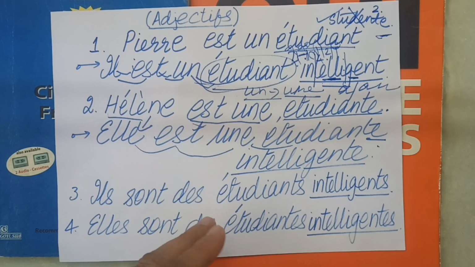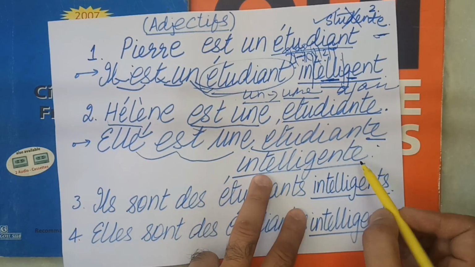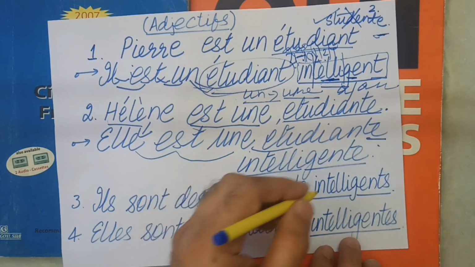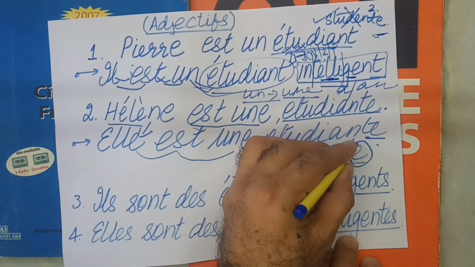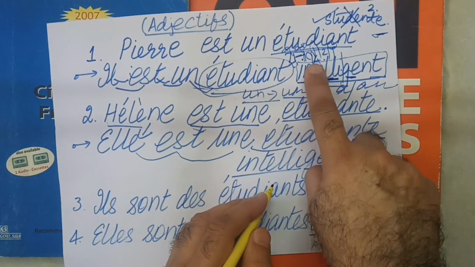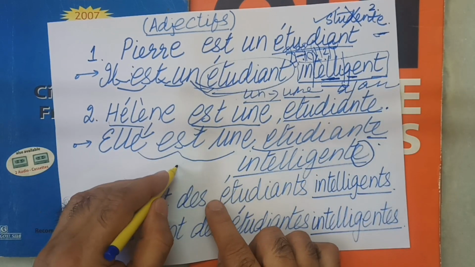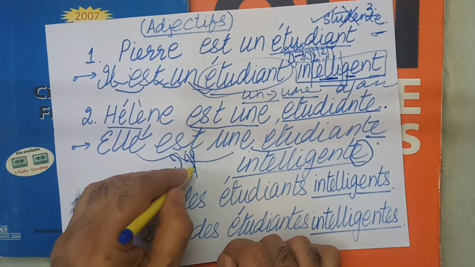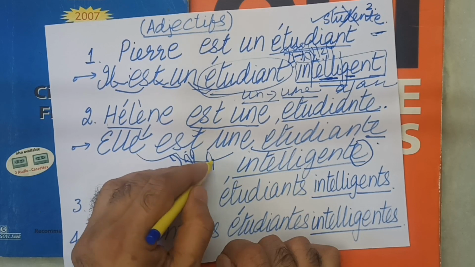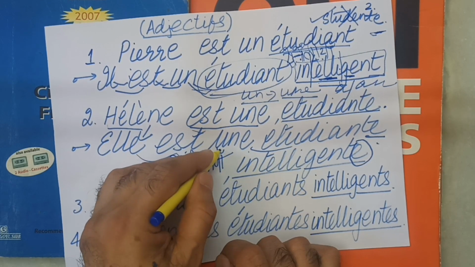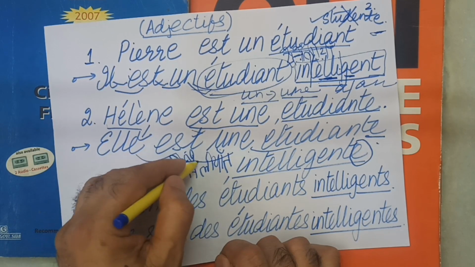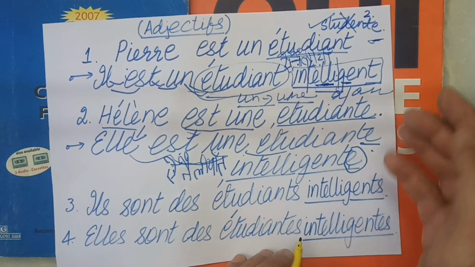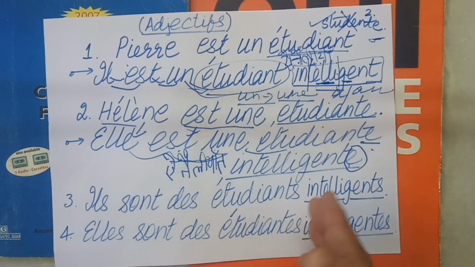Now the same thing happens with adjectives. If you notice here, intelligent is the masculine form and for feminine I need to put an E. So where it was intelligent, the sound here will be intelligente. The t sound will give me an idea that this is in the feminine form and that is what the rule is. So the adjective changes according to the noun it qualifies.